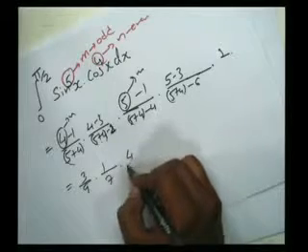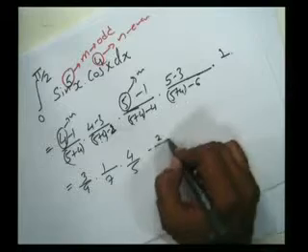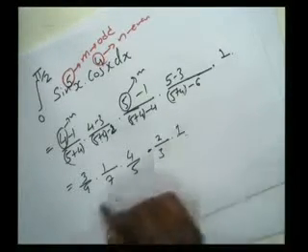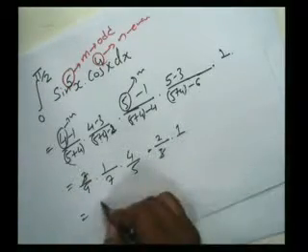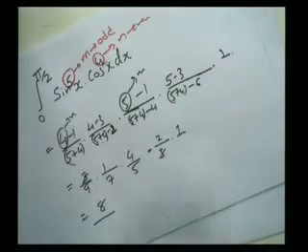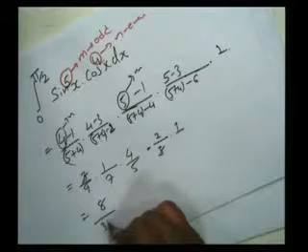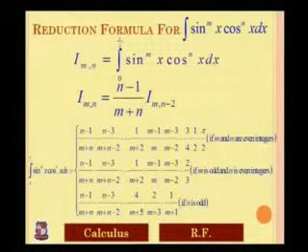Therefore the result is 3 by 9 into 1 upon 9 minus 2 is 7. This is 4 by 5 minus 2 by 3 into 1. This is 8 divided by 315. Okay. This way we can calculate the integral when m is odd and n is even.